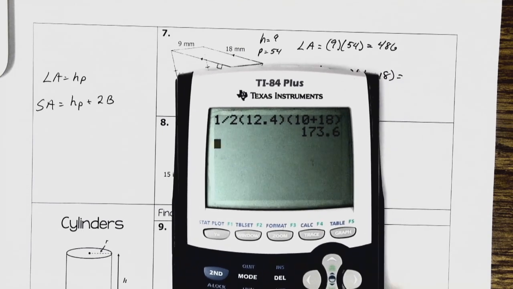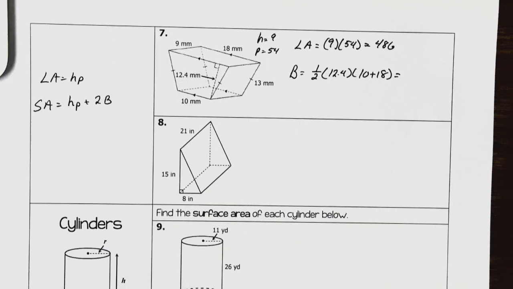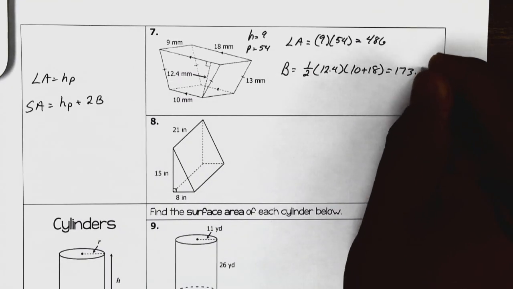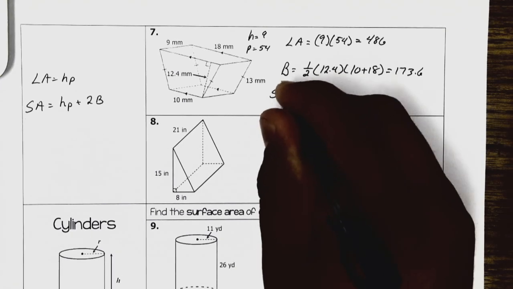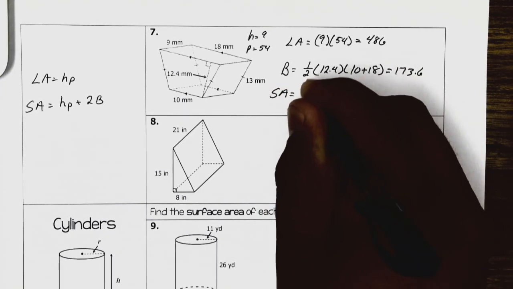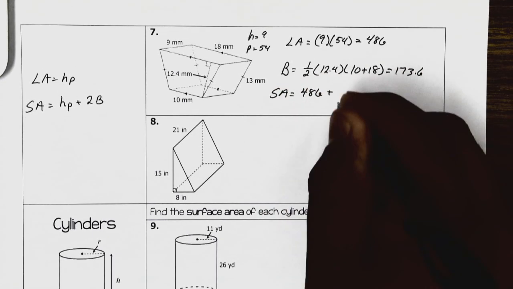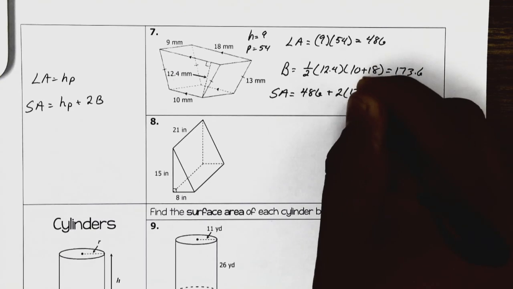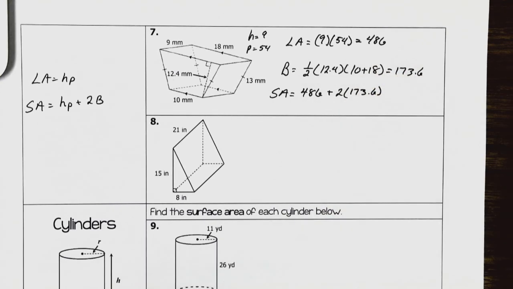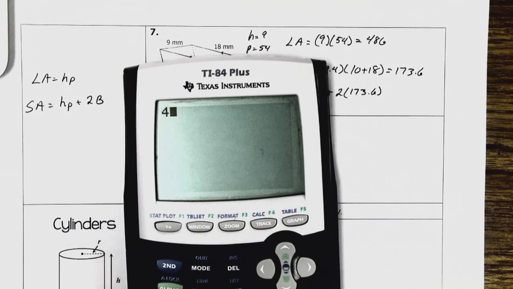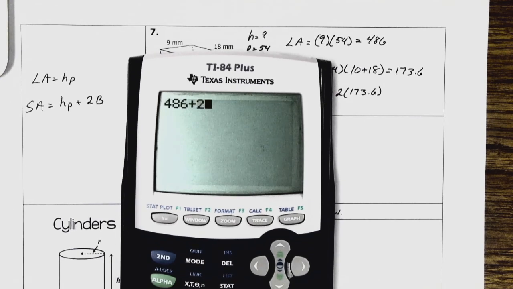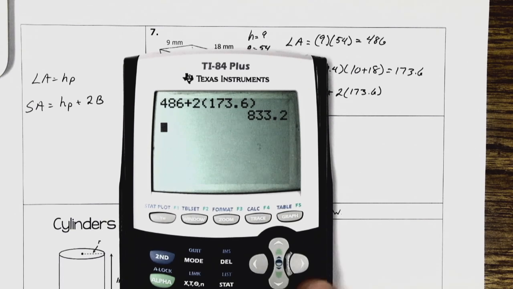There it is. So it's 173.6. All right, so then surface area is this lateral area, which is the 486, plus 2 times that base, which is the 173.6. And there it is, 833.2.